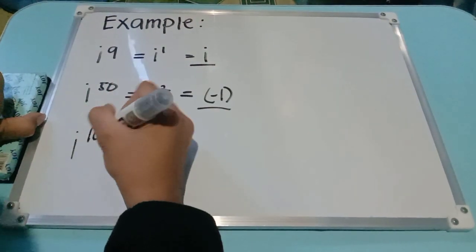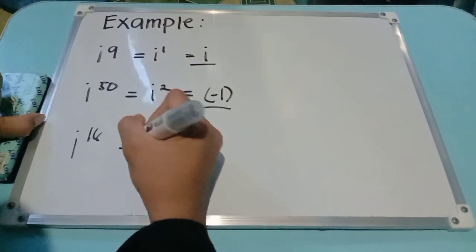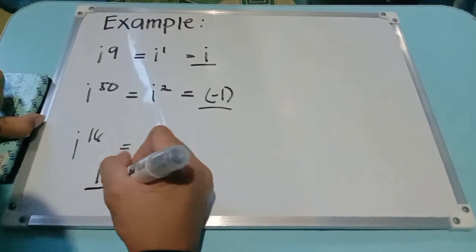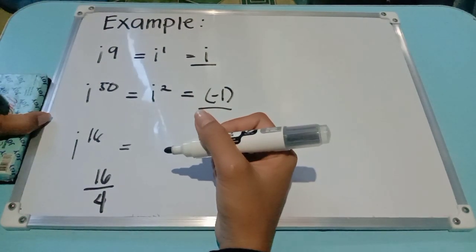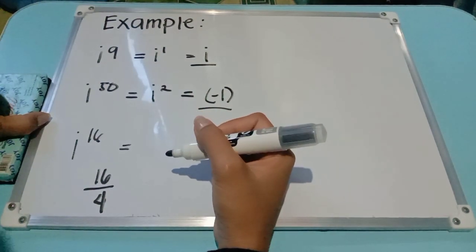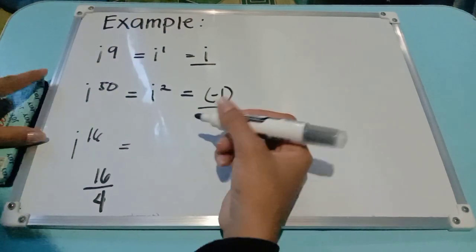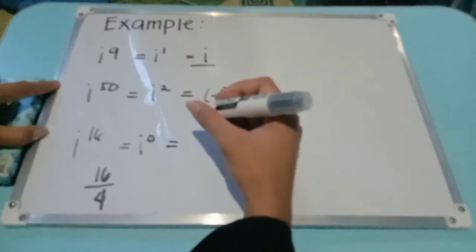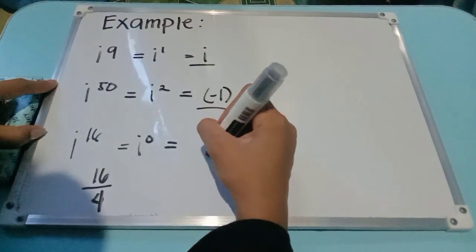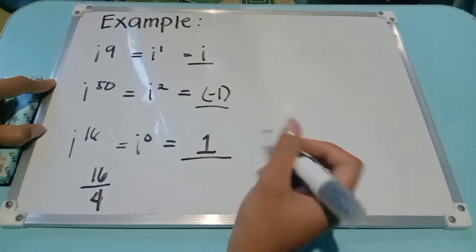i raised to 16. So 16 divided by 4 has a remainder of 0. So no remainder. So it will be i raised to 0. So the value of i raised to 0 here is 1. So the value of i raised to 16 is 1.